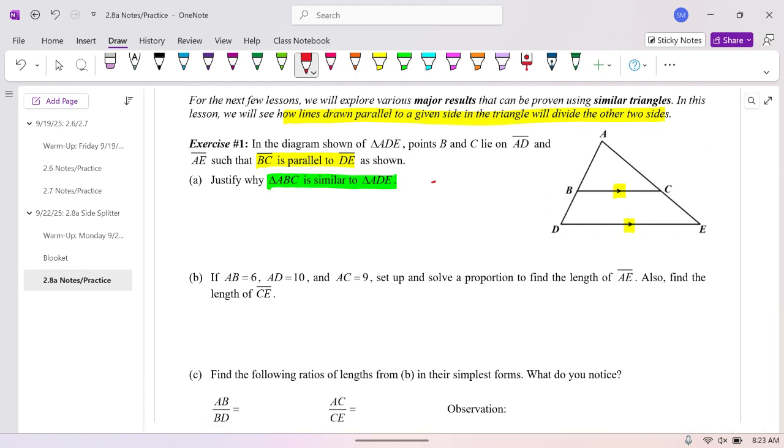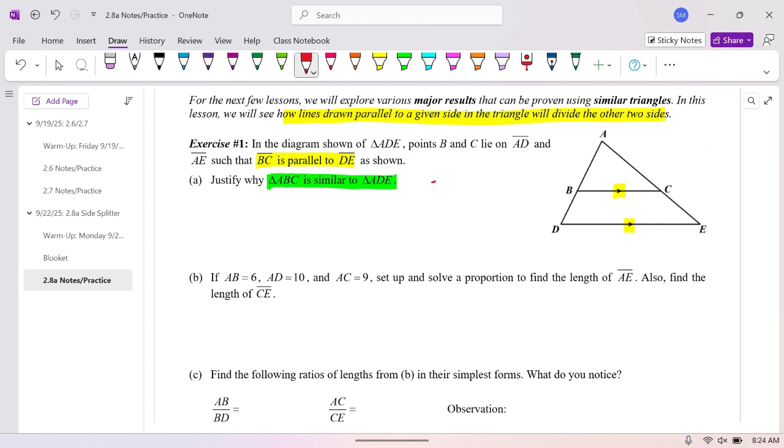looking at this, we need to pick one of the three theorems or postulates to prove similarity. We either need to use angle-angle, SAS, or SSS. Which one can we automatically throw out, that there's no way we can use? Look at what's given to us. We definitely can't use side, side, side because we don't have side lengths right now.